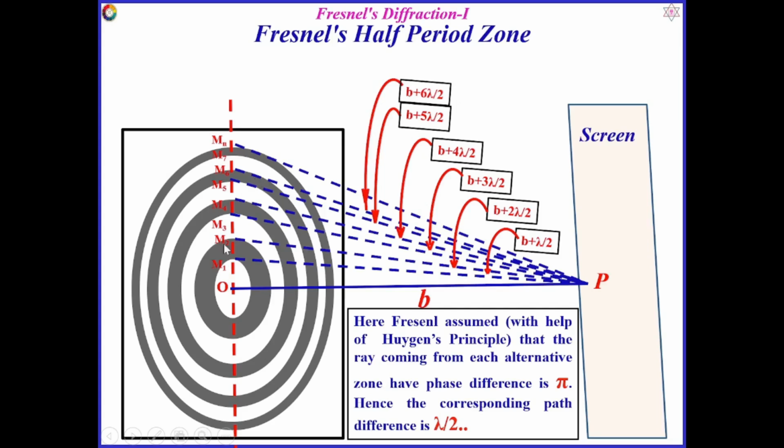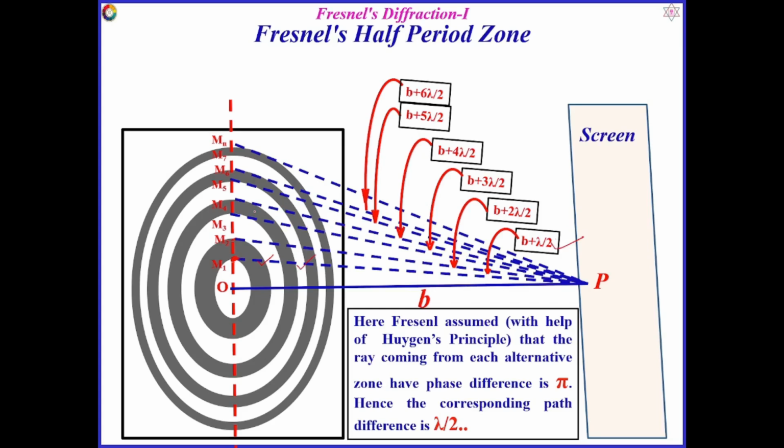See here, this is the first half period zone. For the first half period zone, this is your OP, that is your b. For the second half period zone, I consider from here, wherever the second half period zone starts. Here you can see the second half period zone starts from this point, from this point to this point. So I consider the second one from the starting of the second half period zone. For this one it is b plus lambda by 2.